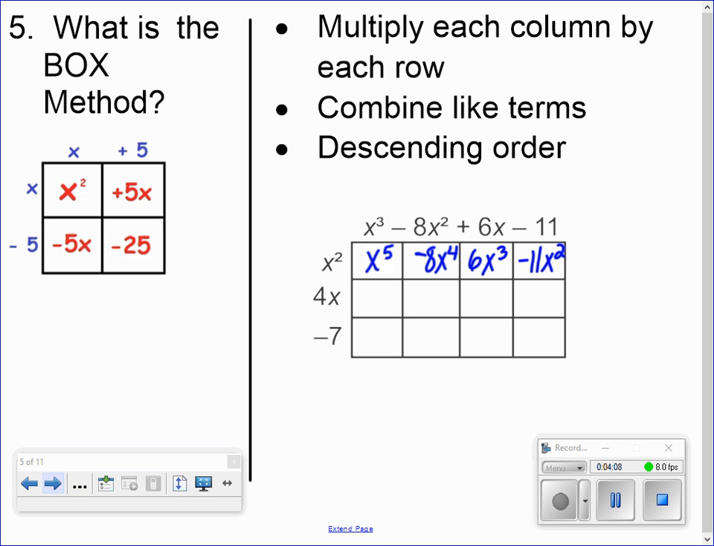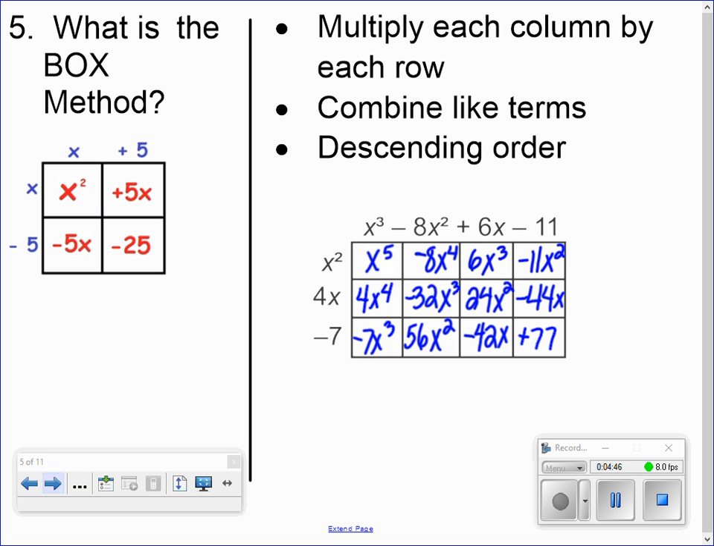We go down to the second one, 4x times x cubed. That's 4x to the 4th power. Again, add the exponents. This would be negative 32x cubed, 24x squared, and negative 44x. Then we got negative 7x cubed. Negative times negative is positive, so it's positive 56x squared. Negative 42x. And negative 11 and positive 77.